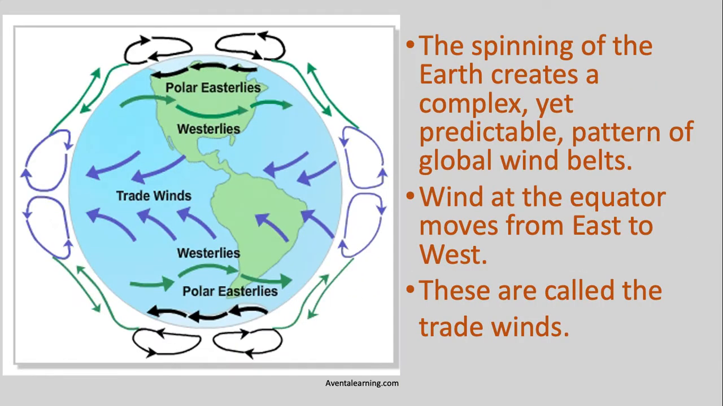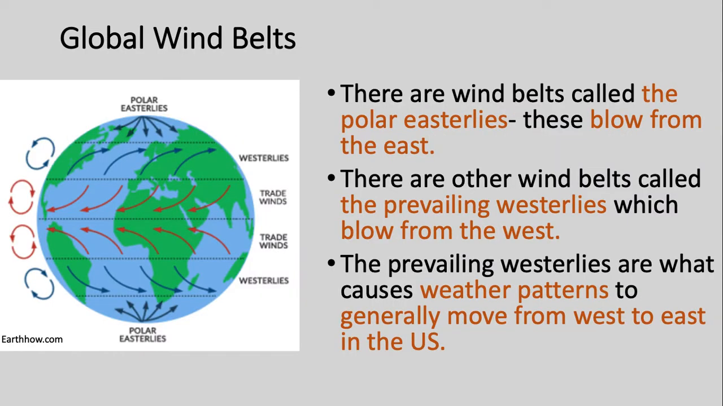The spinning of the Earth creates a complex yet predictable pattern of global wind belts. Wind at the equator moves from east to west. These are called the trade winds. There are wind belts called the polar easterlies. These blow from the east. There are other wind belts called the prevailing westerlies, which blow from the west. The prevailing westerlies are what cause weather patterns to generally move from west to east across the United States.